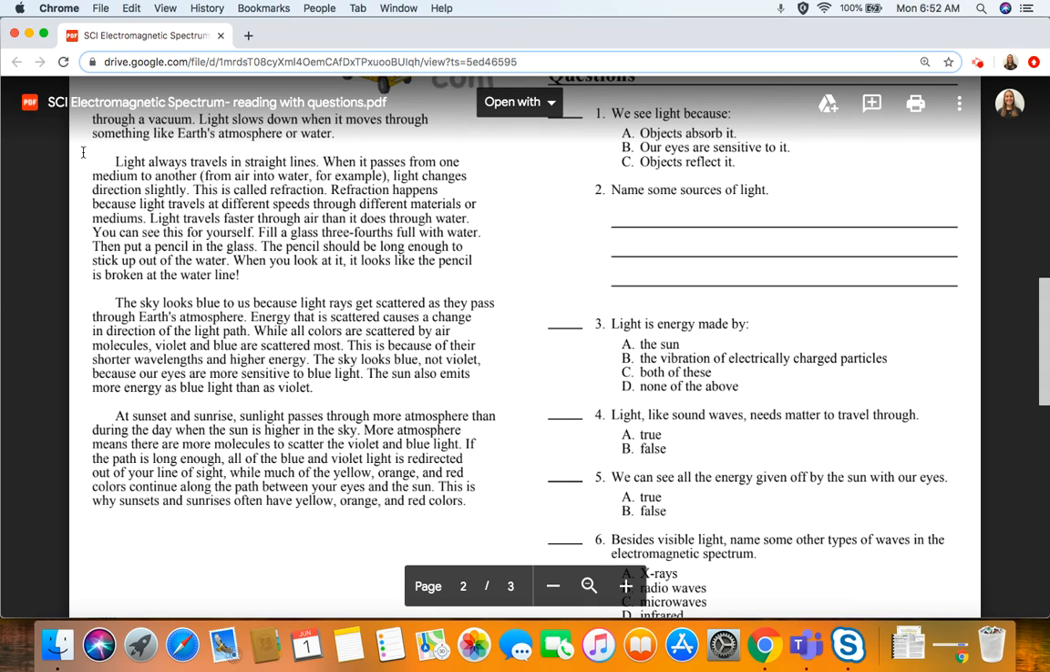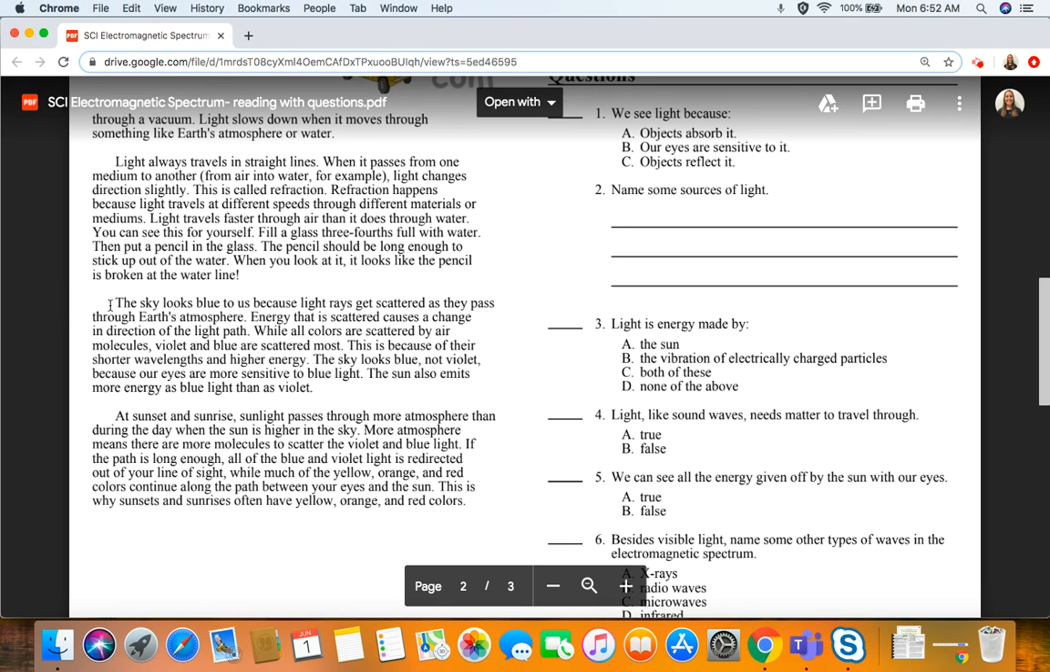You can see this for yourself. Fill a glass three-quarters full with water. Then put a pencil in the glass. The pencil should be long enough to stick up out of the water. When you look at it, it looks like the pencil is broken at the water line.